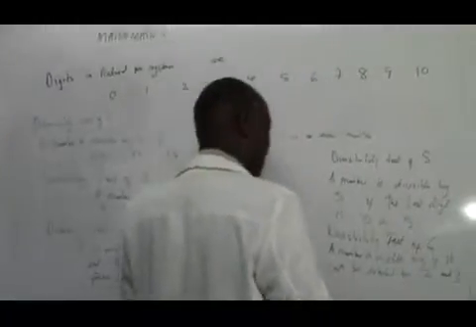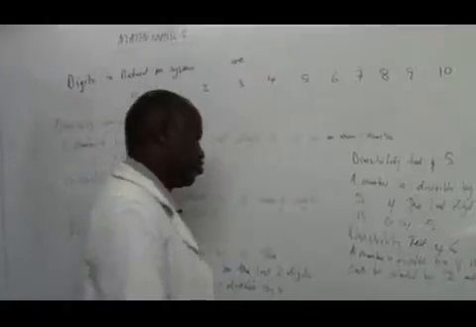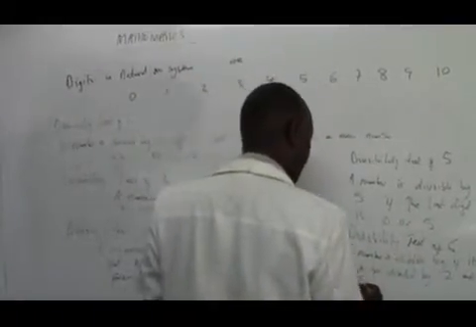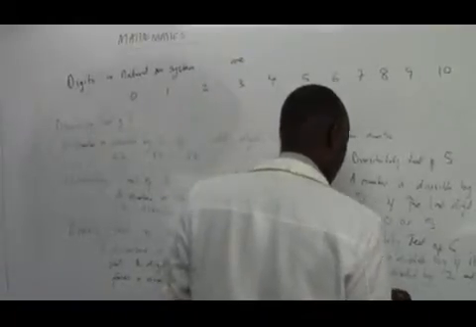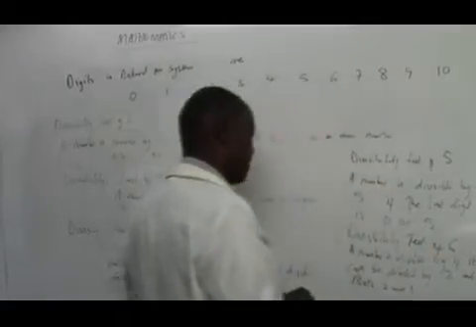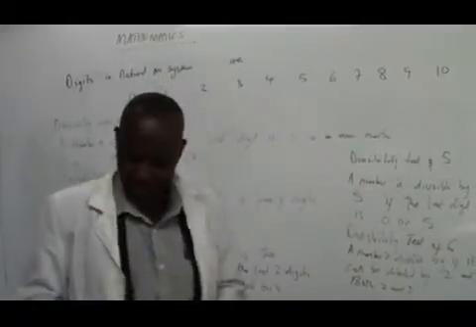Divisibility test of 6 is therefore, as we have seen, 2 and 3. We can say both 2 and 3 must be able to divide that number. Let's go to another divisibility test.